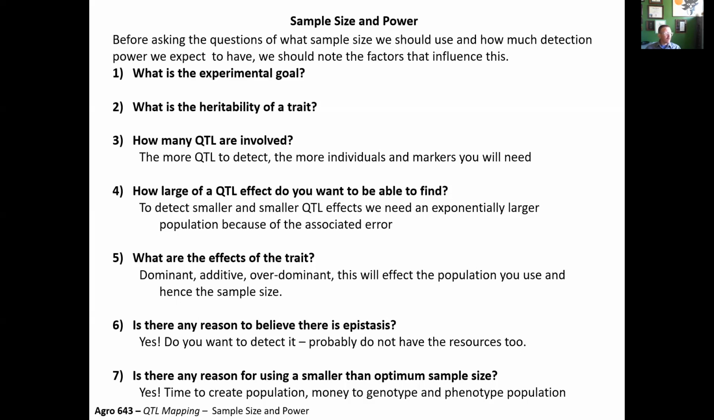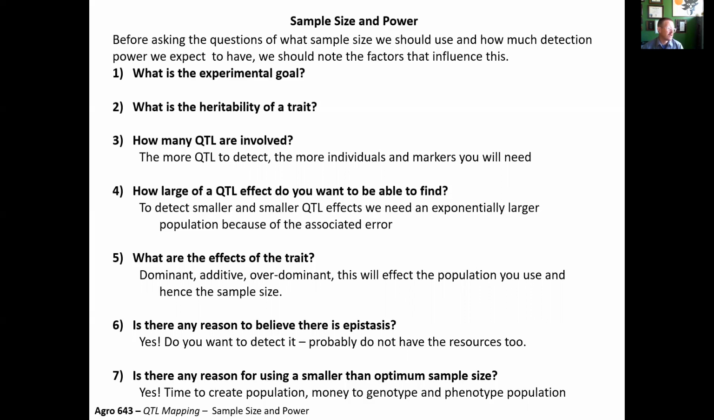How many QTL are involved? So the more QTL you have, the more individuals and markers you will need. So if you just have a single gene, if it's a single dominant or a single major gene, like we see in disease resistance, then you can get away using many fewer individuals, many fewer environments, and the markers will help you resolve the gene much more quickly.